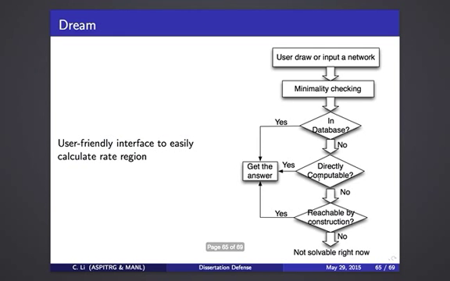Ideally, we would like to have a user-friendly interface for people to use our tool, so that users can draw or input a network. Our software will do the minimality check and the isomorphism test, and then check if it is in the database. If yes, directly output the answer. If no, we check if it can be handled directly. If yes, we calculate the rate region. If no, we try to see if it is reachable by our operators. If yes, we can obtain the rate region through the construction. Otherwise, we may not be able to solve it right now.